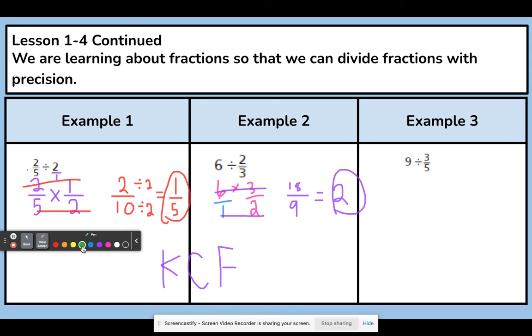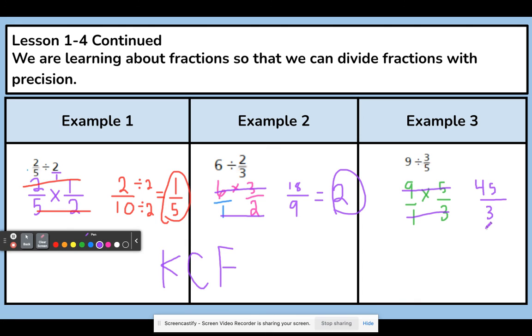One more example to make sure we really have this skill. So I have division. I am not allowed to divide fractions, so I have to use keep, change, flip. I am going to keep the 9. I am going to change this to multiplication, and I am going to flip this upside down. Alrighty, now that it's multiplication, I'm gonna go straight across. Uh-oh, it needs a bottom, put it over 1. Now I can go straight across. 9 times 5 is 45. 1 times 3 is 3.